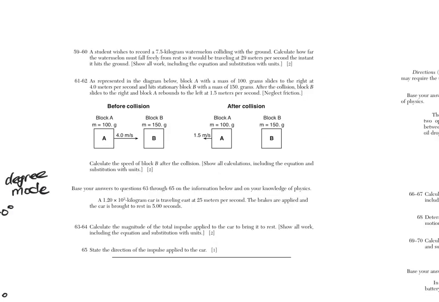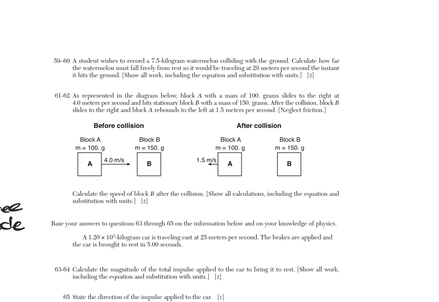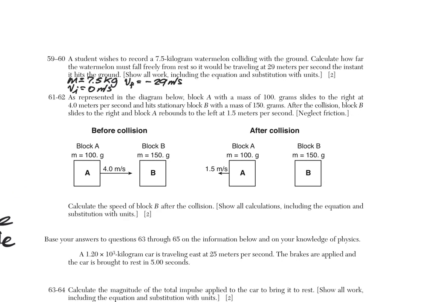Okay, we're down to the last part of B2. And so we have 5960. Okay, 5960 is a free fall problem. We know the mass of the watermelon and that it falls from rest, so V initial is 0. Then 29 meters per second when it reaches the ground. I made that negative because it's falling downwards. Also, since we're freely falling, my acceleration is due to gravity, and it's negative 9.81 meters per second squared. And it wants to know how far it needs to fall, so it wants to know what is d.